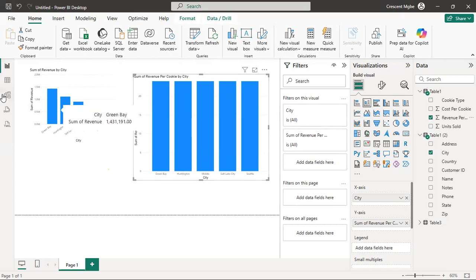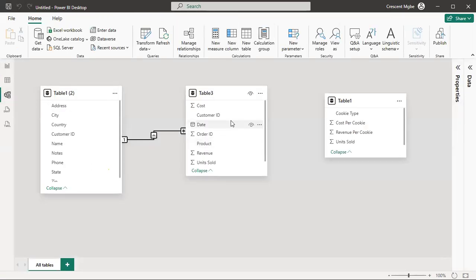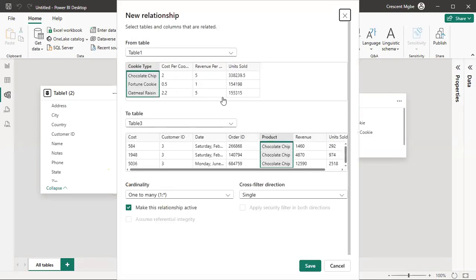All you needed to do was go to the schema and see that these two tables are not connected. And we know that the cookie type is the same thing as the product ID. So all I need to do is take cookie type and connect it to product ID. This brings us to the new relationship. Now select the type of relationship. It is one to many. You choose which column you want to connect it to.